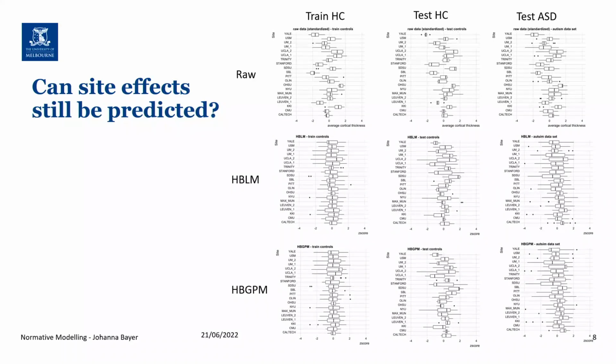Then another question is, can we still predict site effects after correction with my hierarchical Bayesian models? And I've just plotted box plots here. You see on the x-axis these are the 20 sites. This is the raw data. You see this is both for the healthy control test set, quite heterogeneous, as well as for the autism test set. And then after correction with my models, you see, of course, for the training set, it's awesome. And interestingly, for the autism set, it's also quite nice. For the healthy control test set, there's still some heterogeneity, but it's definitely reduced. And that's probably due to train-test split differences.